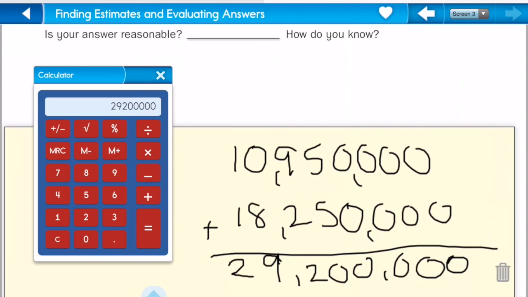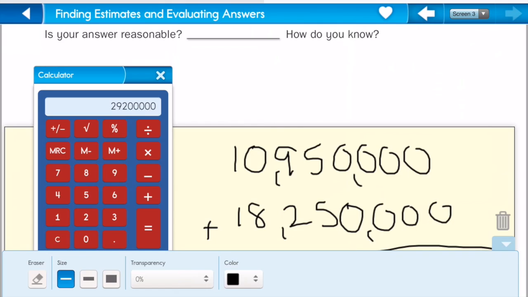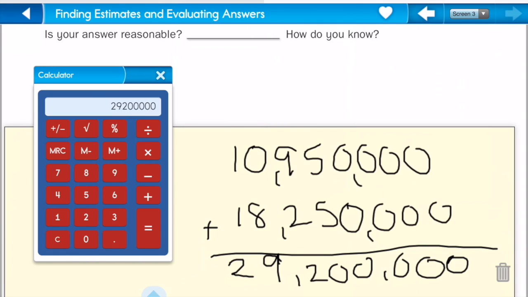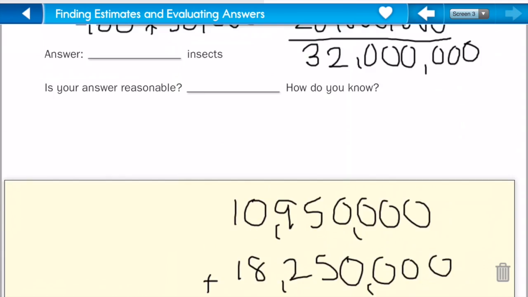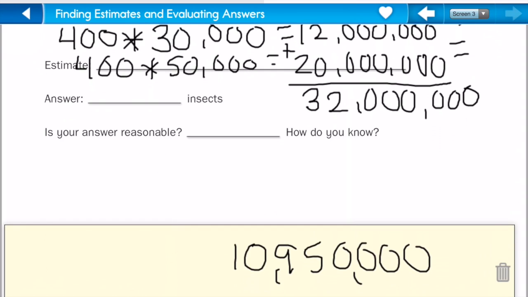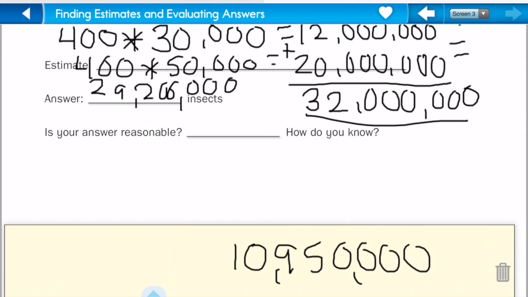So if we look up here, is our answer reasonable? Yeah. 29 million is close to 32 million. So yes, because our answer was close.